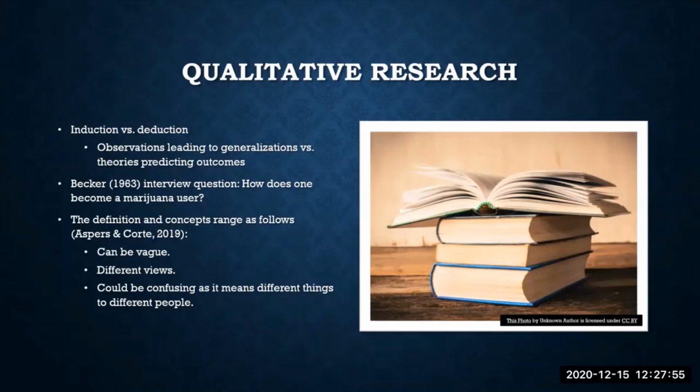You also want to note the definition of the concept range as follows. It could be vague, it may include different views, and it could be confusing as it means different things to different people. So qualitative pretty much mirrors a lot of the characteristics of qualitative versus quantitative, where quantitative is pretty much black and white, straightforward. Qualitative, you're going to have multiple colors. It's going to have different shades of gray, and it's not going to be as straight as a line as you would see under quantitative research.